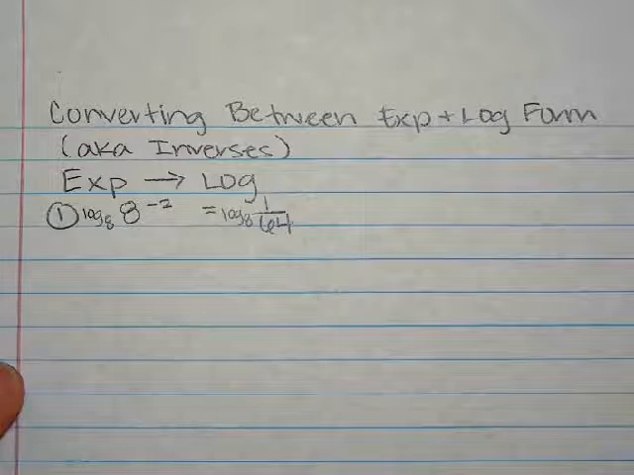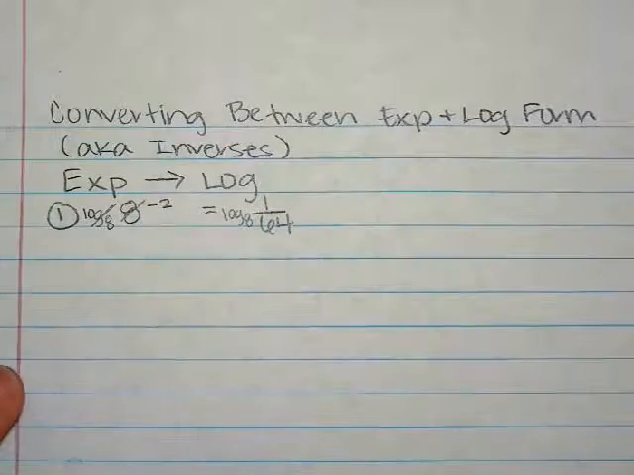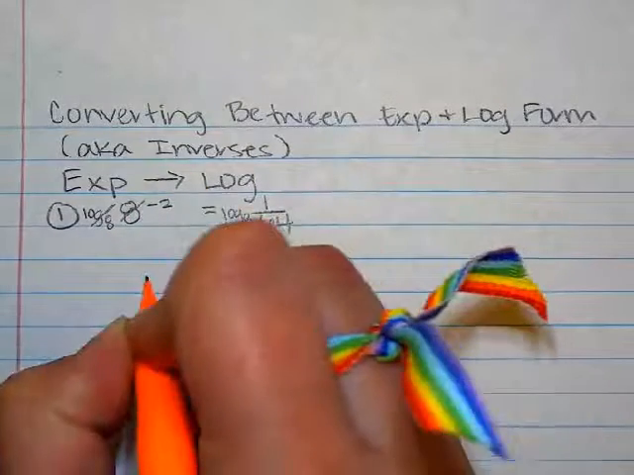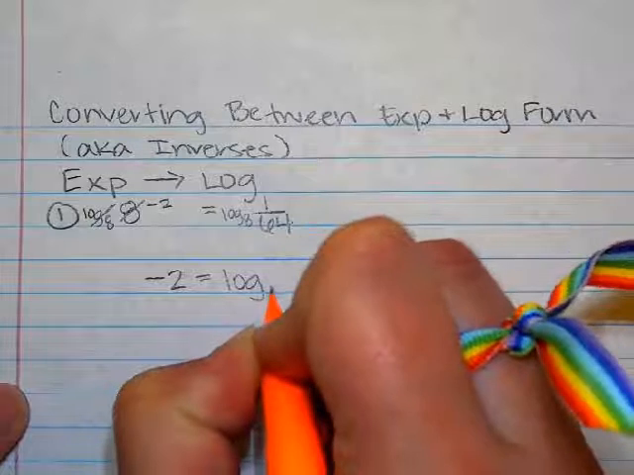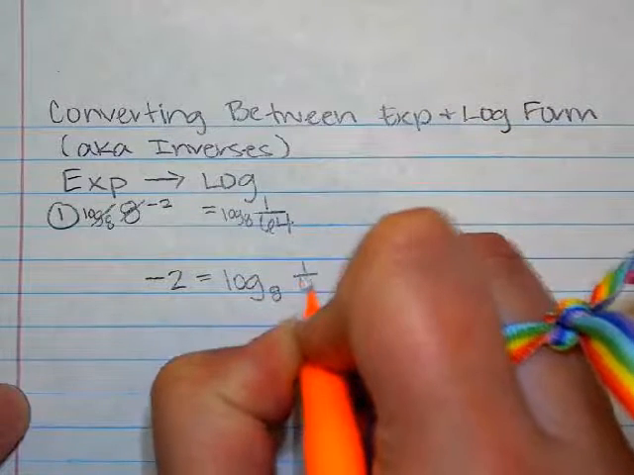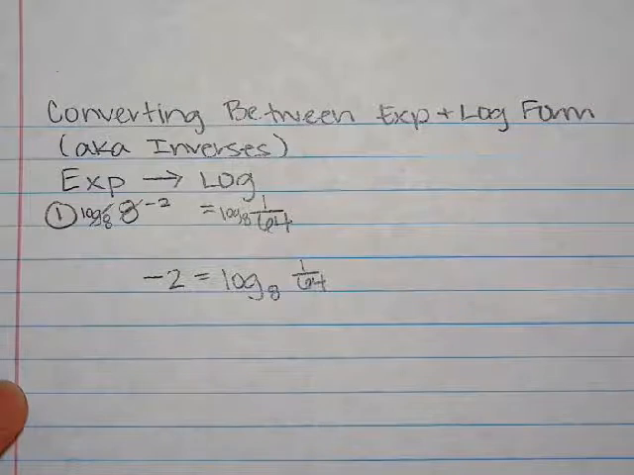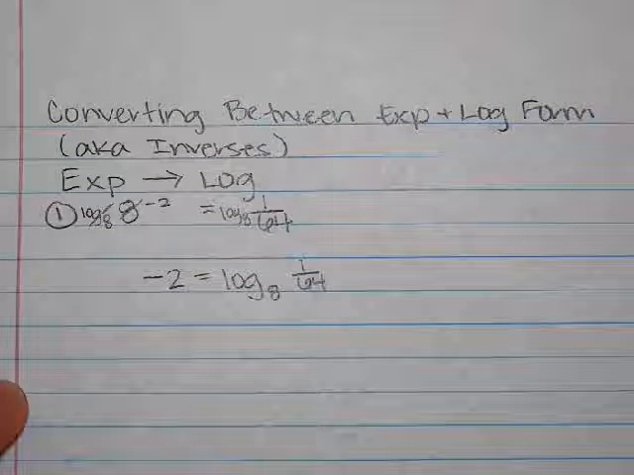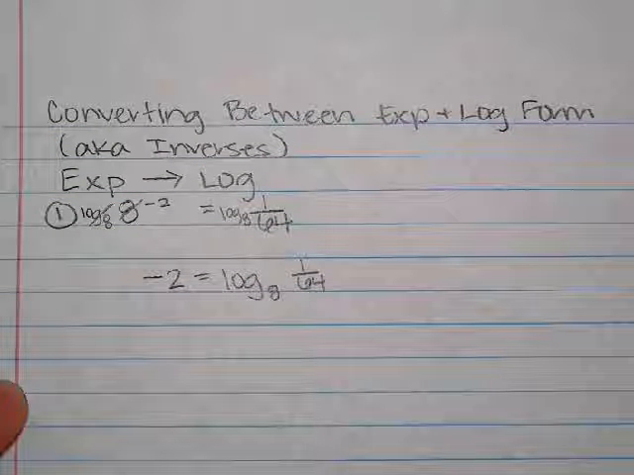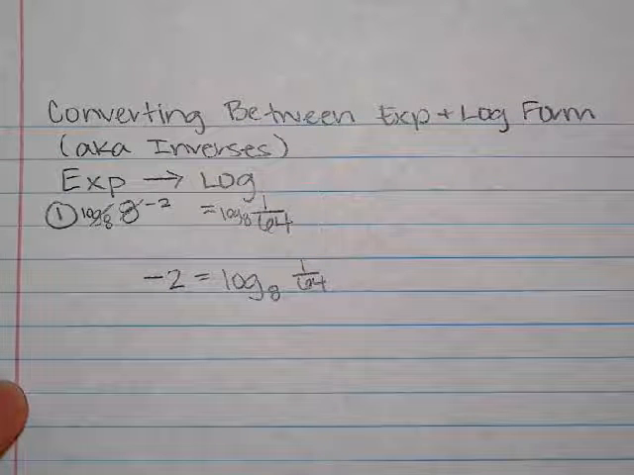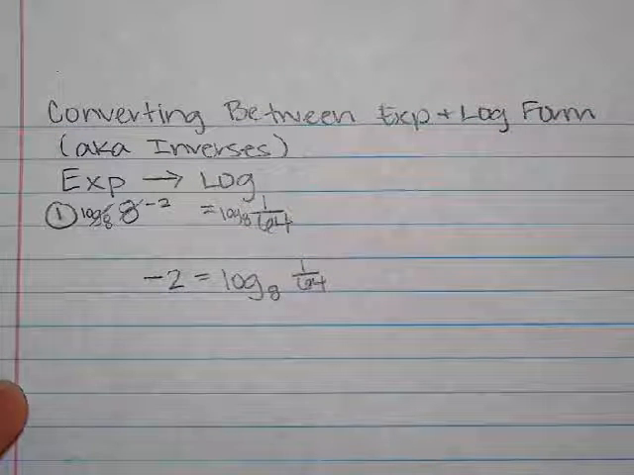Those two things canceled. So that leaves me with -2 equals log base 8 of 1 over 64. And so I just converted it from the exponential form into the log form. It's an equivalent equation. It's the same thing. It's just written in a different form. So it's like I converted it from Italian into Spanish. It's just the mathematical version of doing that.